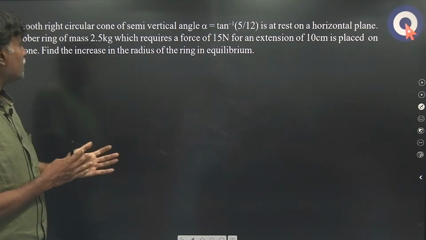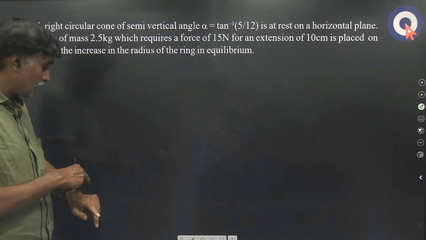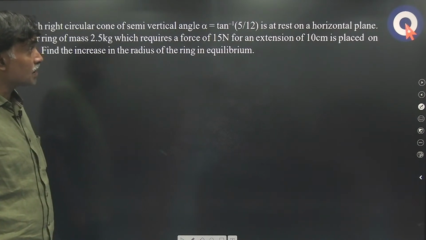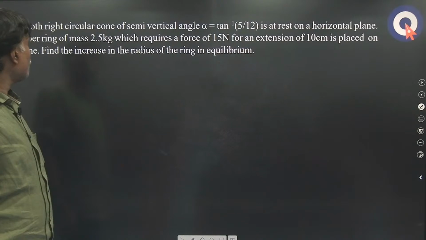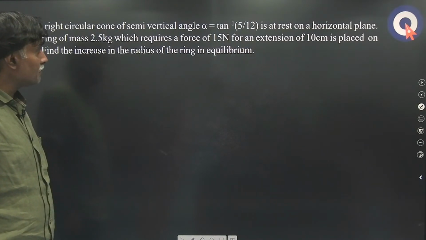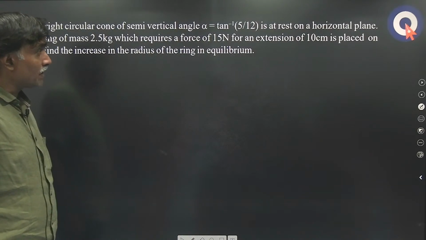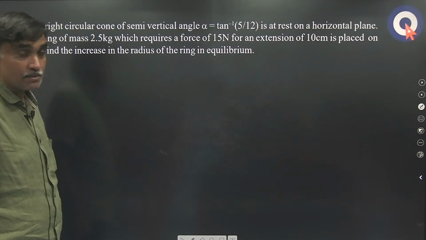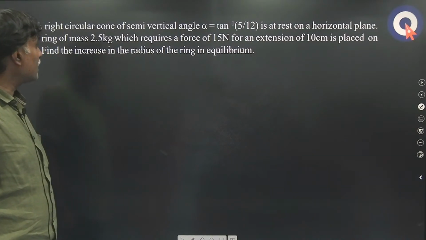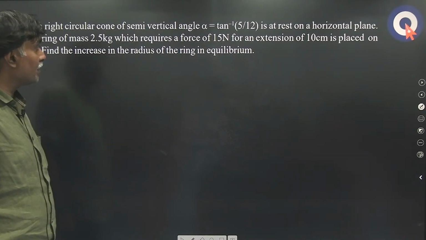A smooth right circular cone of semi-vertical angle alpha equal to tan inverse 5 by 12 is at rest on a horizontal plane. A rubber ring of mass 2.5 kg, which requires a force of 15 Newton for an extension of 10 centimeters, is placed on the cone. Find the increase in radius of the ring in equilibrium.